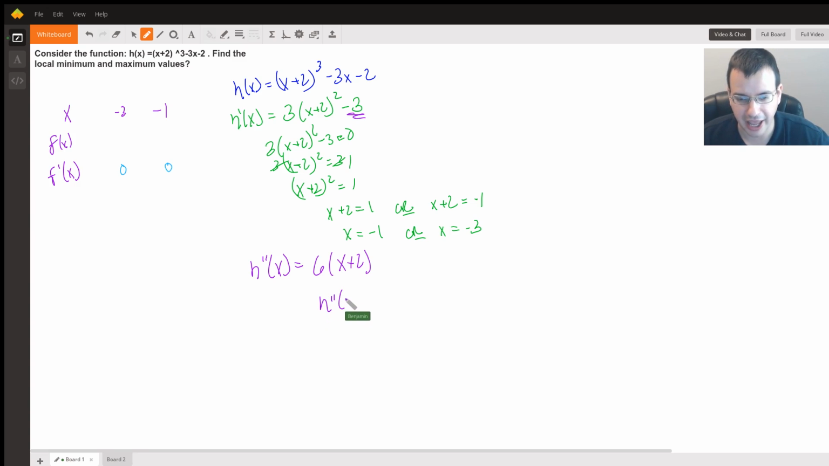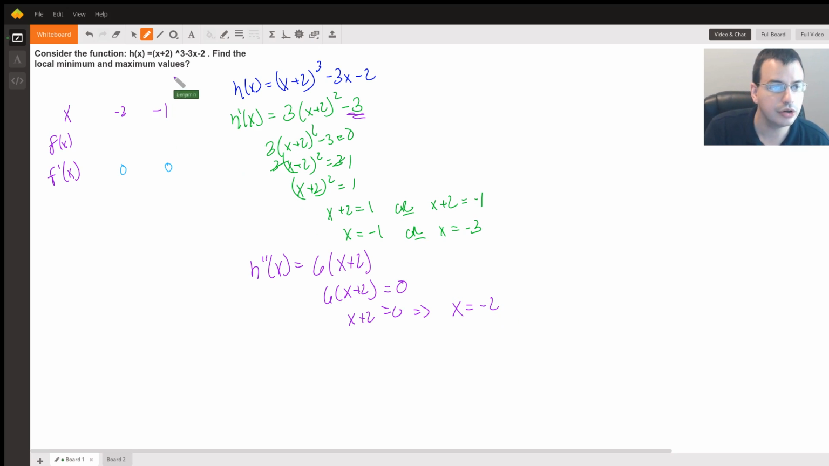Now we're going for concavity. 6 times (x plus 2) equals 0. Divide both sides by 6: x plus 2 equals 0. And this tells us that x equals negative 2. Let's get another color here. I do enjoy my colors. We have negative 2. It comes down to our table, and we know that there is a change in concavity at this point, an inflection point, if you will.